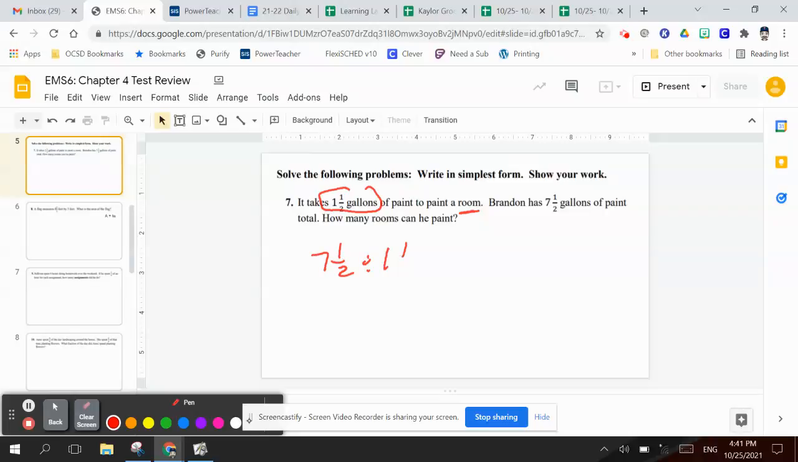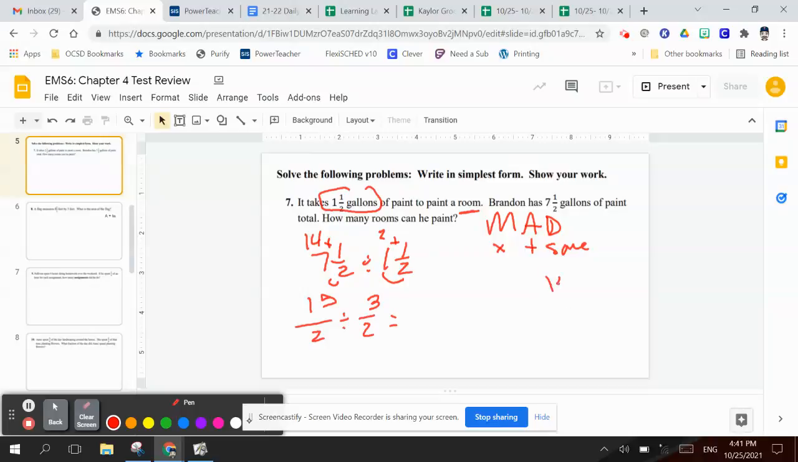7.5 divided by 1.5. So I have to use my MAD method first. So I multiply. 2 times 7 is 14. Plus 1 is 15 over 2. Divided by 1 times 2 is 2. 2 plus 1 is 3.